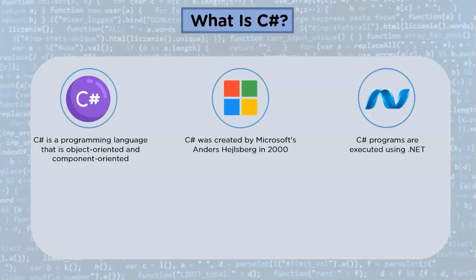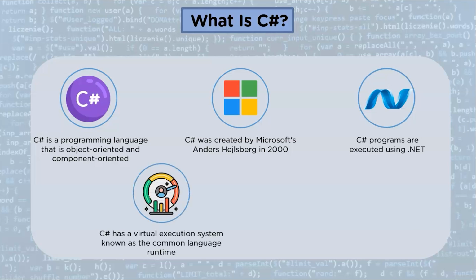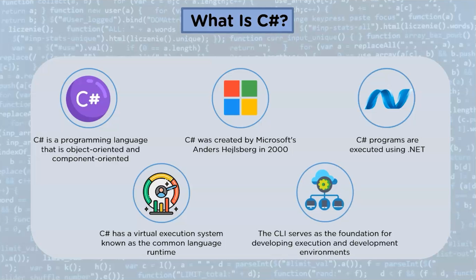C Sharp programs are executed using .NET. C Sharp has a virtual execution system known as Common Language Runtime (CLR) and a collection of class libraries. CLR is Microsoft's implementation of the international standard Common Language Infrastructure, known as CLI. CLI serves as the foundation for developing execution and development environments in which languages and libraries interact smoothly.